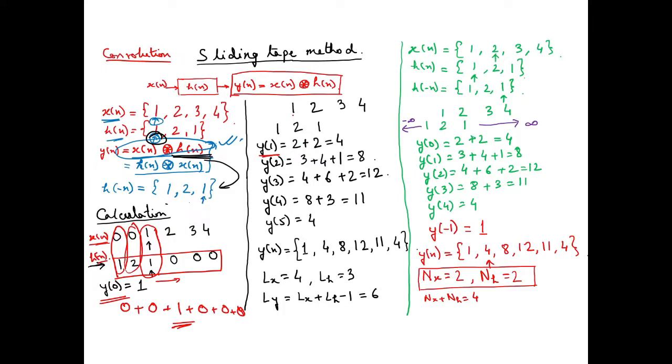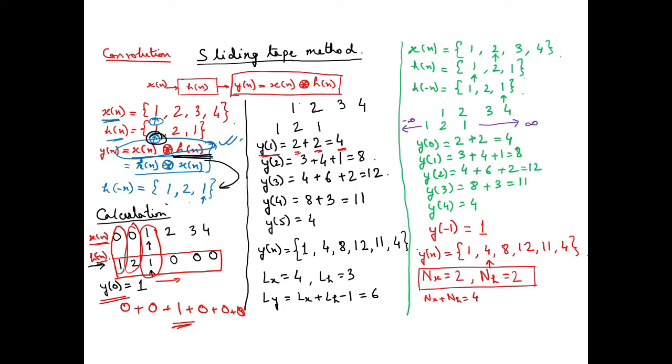And now, if you see, 1 multiplied by 0 would be 0. 2 multiplied by 1, 2. 2 multiplied by 1, 2. And the rest are again 0. So we get 4. So this y should be equal to y1.